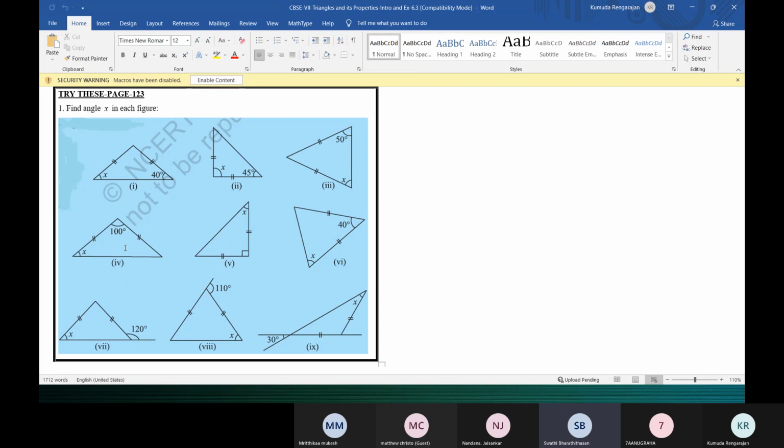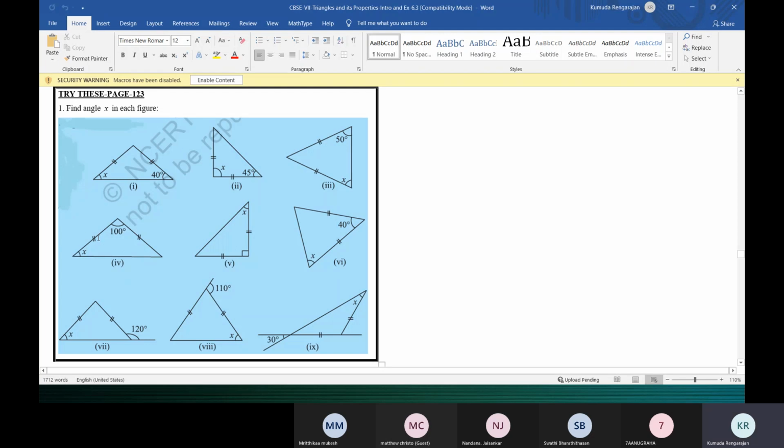So the equation will go as 2x plus 100 is equal to 180, ma'am, as per the angle sum property. So 180 minus 100 is equal to 80, ma'am. So 2x is equal to 80, and then x is equal to 80 divided by 2. Thus x is equal to 40 degrees, ma'am.